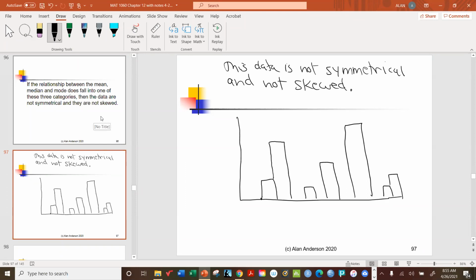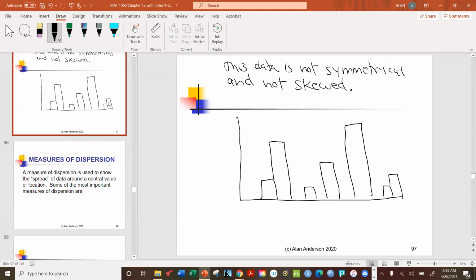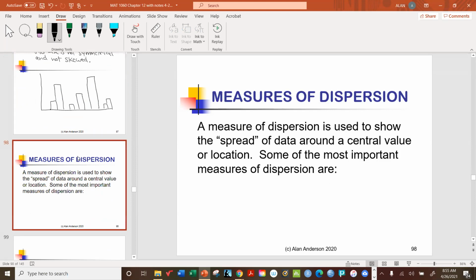But those are three special cases that we might run into. The advantage of having those three measures is that we can tell right away which one they belong to, if any. All right, now, what we're going to look at next is another set of measures that are actually going to show us not where the center of the data is located, but how spread out the data are from the center.